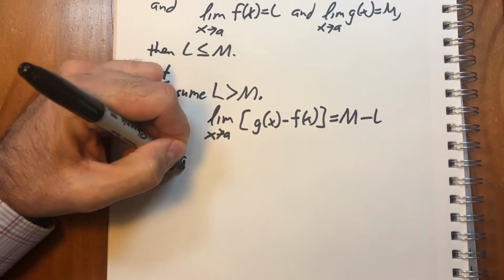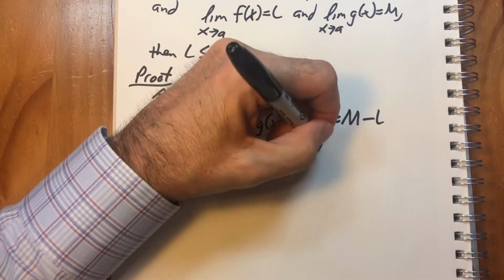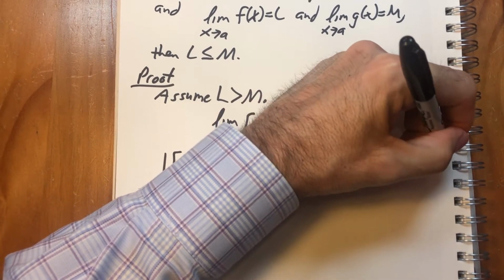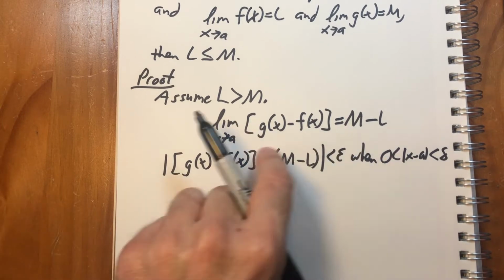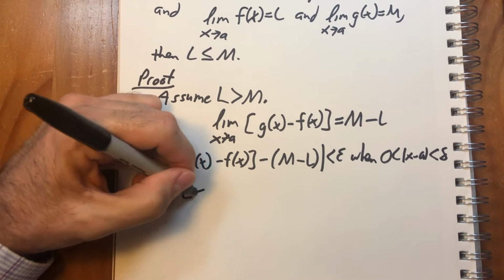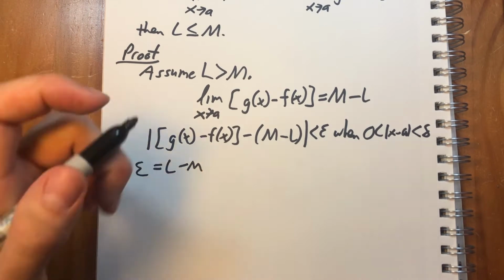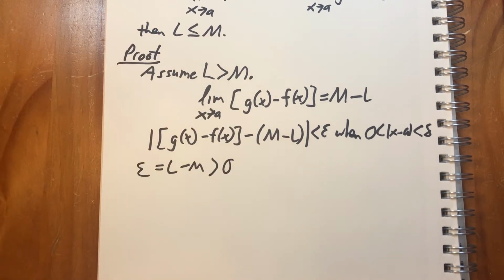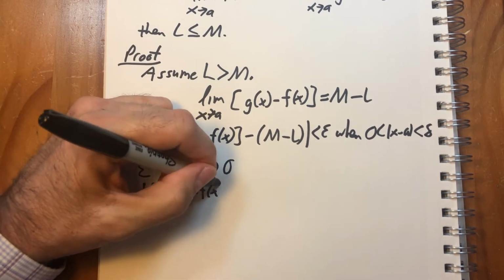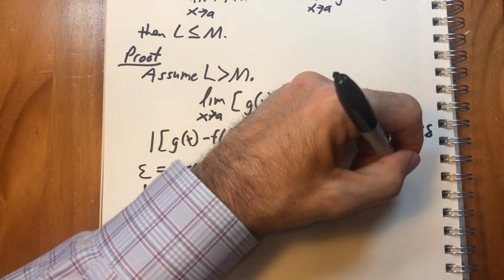Okay, so if this is true, then we can use the definition of limits to say that the absolute value of the function minus the limit is less than epsilon whenever the absolute value of x minus a is less than delta. So in particular, take epsilon equals L minus m. Notice that we're assuming that L is bigger than m, therefore L minus m is greater than 0. So because we know this is true, we have some number delta such that the absolute value of g of x minus f of x minus (m minus L) is less than L minus m.